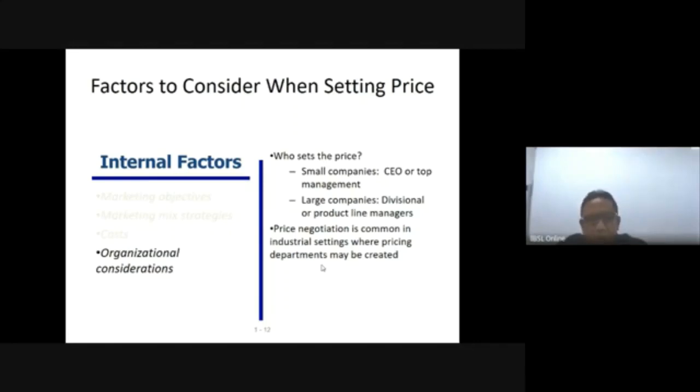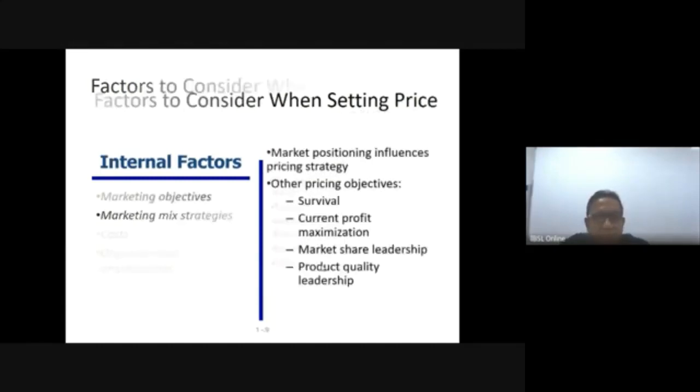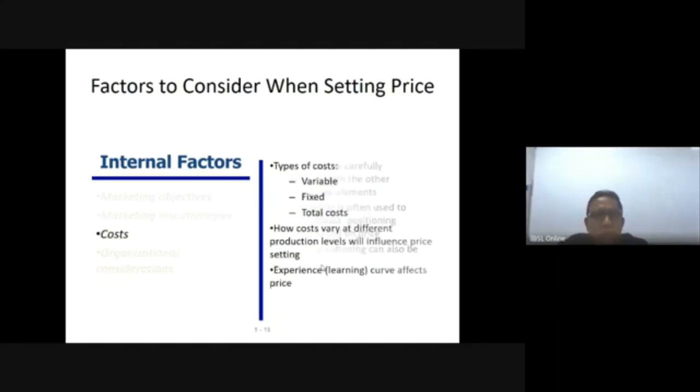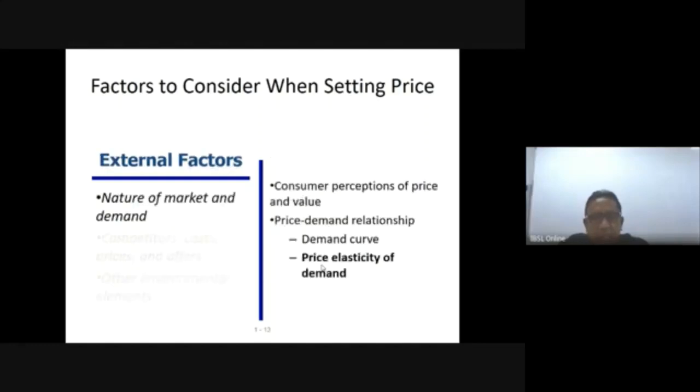So those are the internal factors. What are the internal factors that affect price setting? Marketing objectives of the company, marketing mix strategies, costs, and organizational consideration. There are external factors also.